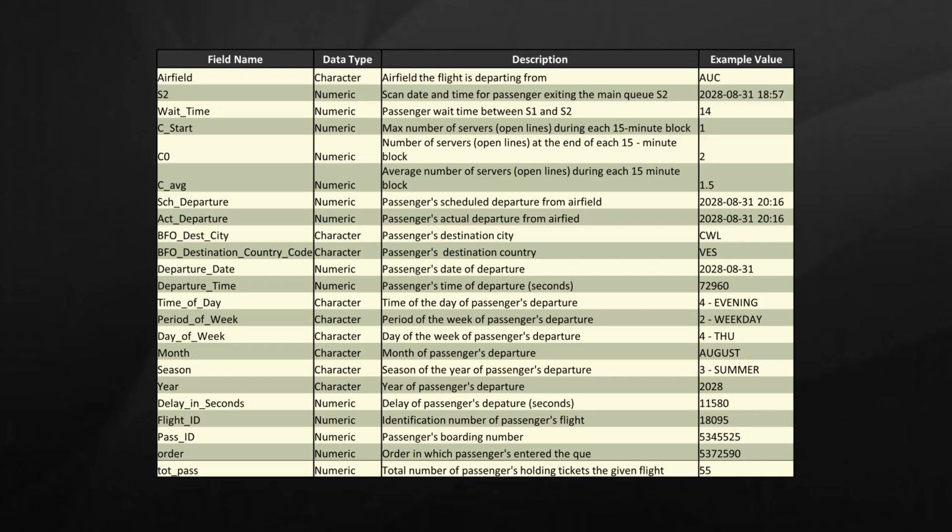Some important variables to highlight include S2, which is the date and time that a passenger scans their boarding pass at the second checkpoint and exits the queue. The wait time, which is the number of minutes a passenger is waiting in the queue between when they scan their boarding pass at the first checkpoint and when they scan their boarding pass at the second checkpoint. And the period of the week, which is the period of the week that the passenger is entering the queue and is classified as either weekday or weekend.